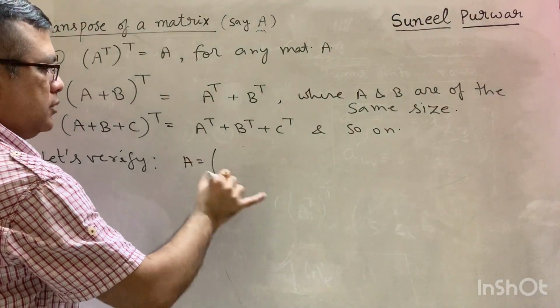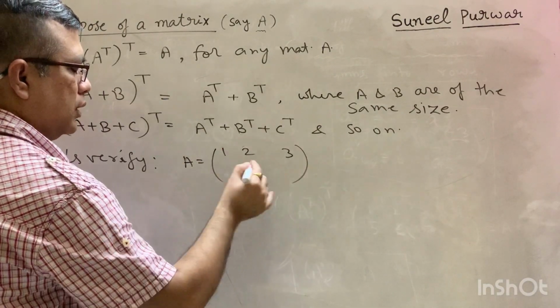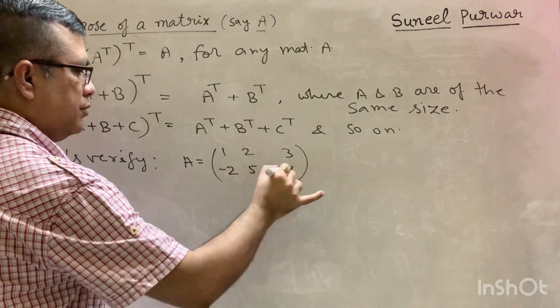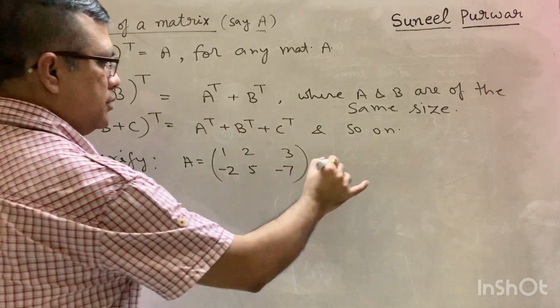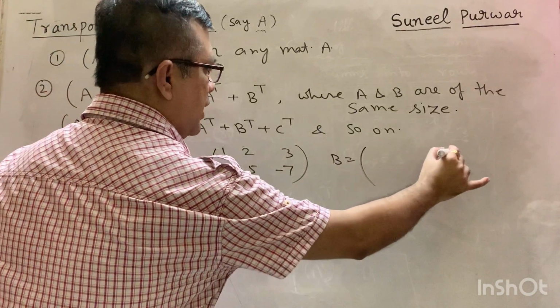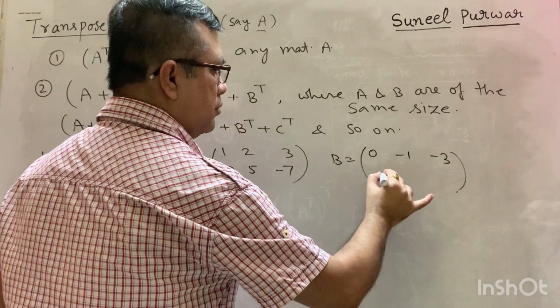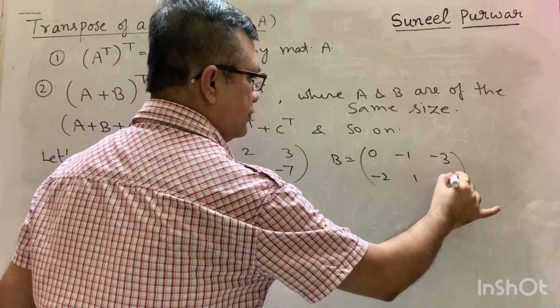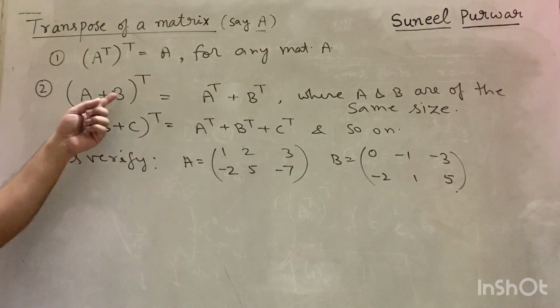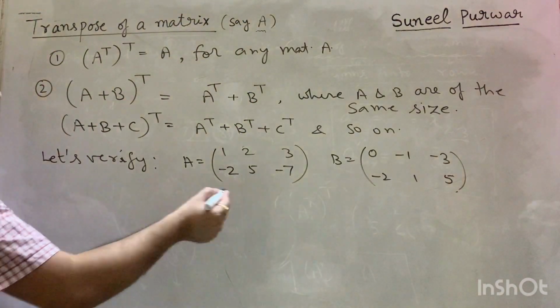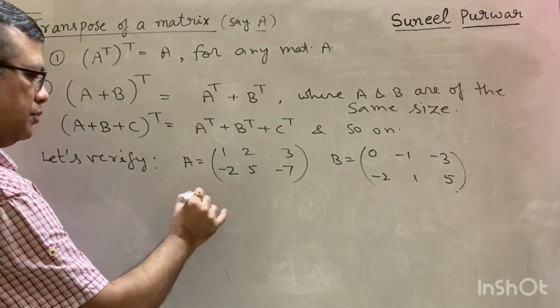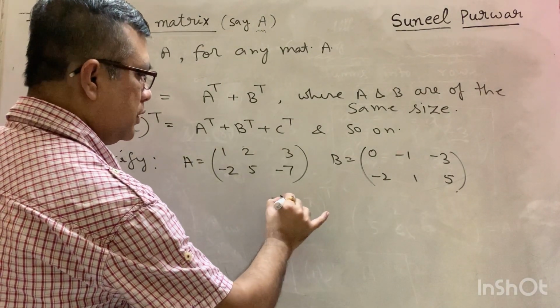Take matrix A as 1, 2, 3 and minus 2, 5, minus 7. Take matrix B as 0, minus 1, minus 3, minus 2, 1, say 5. Now, let's find the LHS first of all. First of all, let's find A plus B. So this implies A plus B equal to.